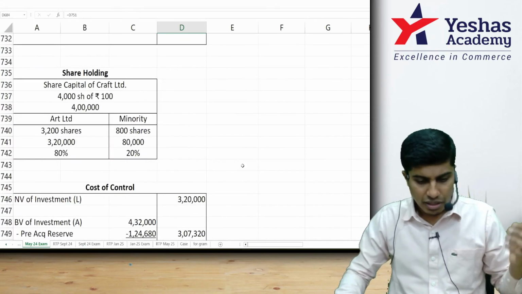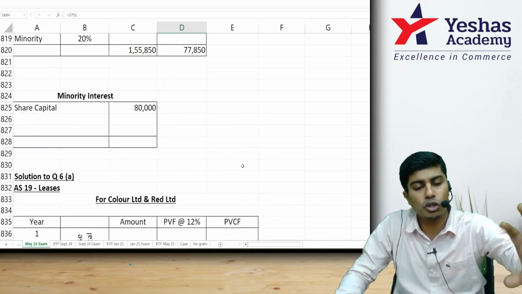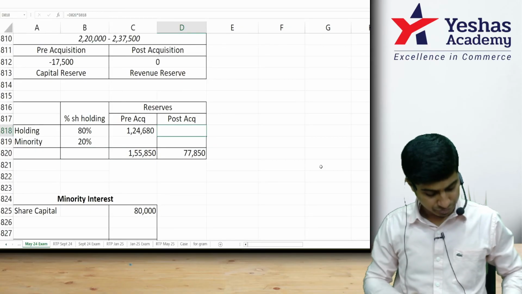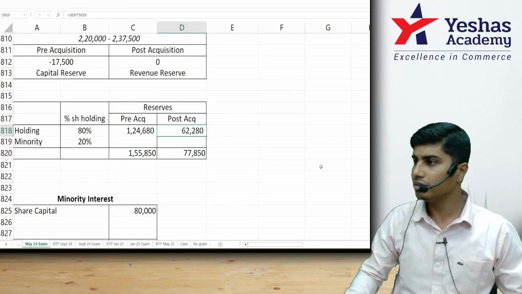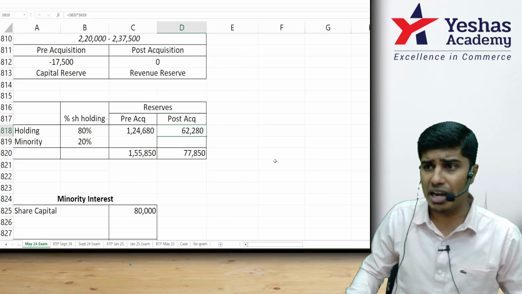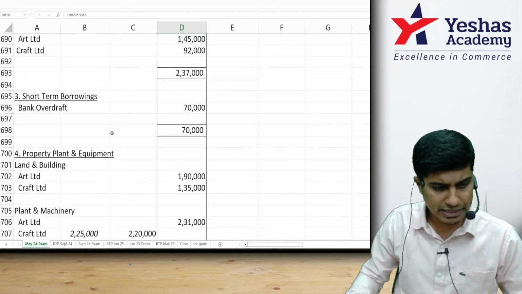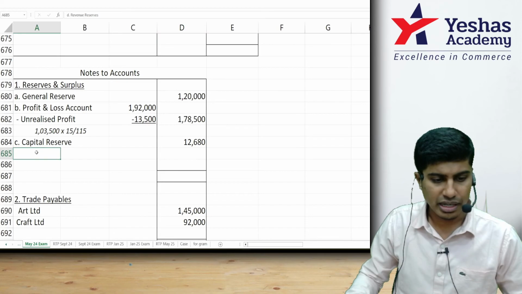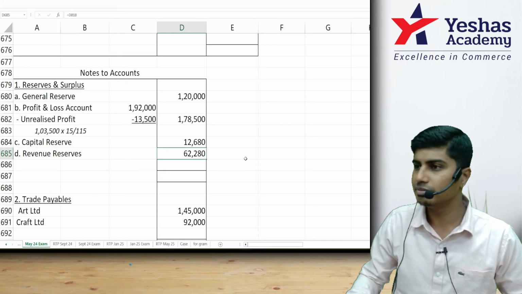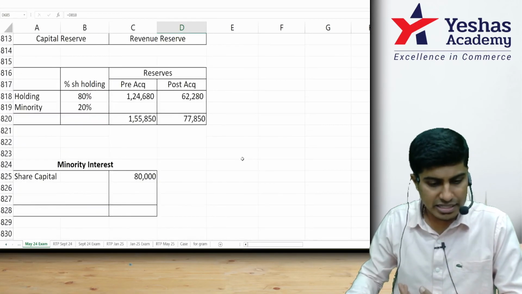Let's go back to that reserve analysis again. Identify holding's share in post acquisition profits. 77,850 into 80%. 62,280. This 62,280 will go to reserves and surplus, consolidated balance sheet by the name revenue reserves. Come to revenue reserves here. I'll write here revenue reserves. How much? 62,280. Got it? Then come to reserves and surplus analysis only.